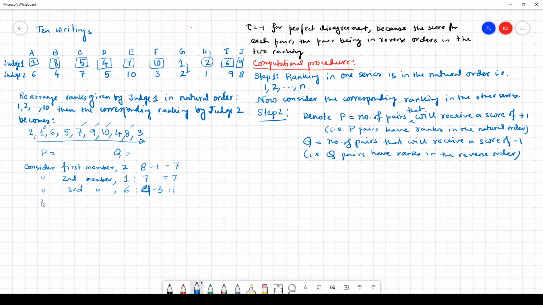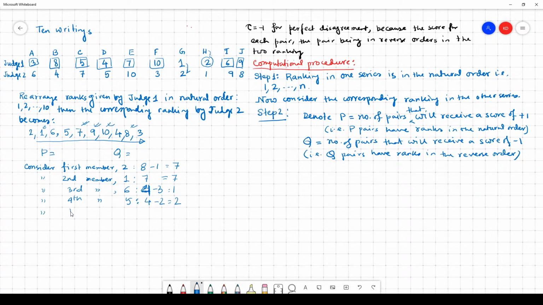Similarly, consider the 4th member, which is 5. Now for 5, there are 6 members on the left hand side of the 5. Among the 6 members, 1, 2, 3, 4 members are greater than 5. So it is 4 and the other 2 are less than 5. So 4 minus 2, it should be 2.